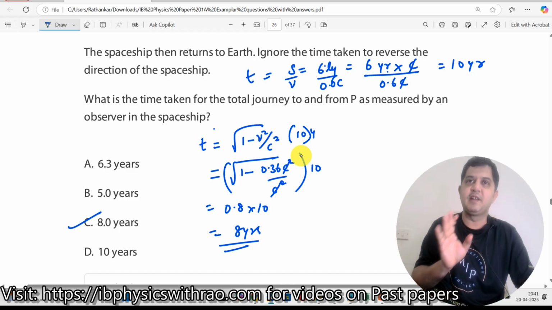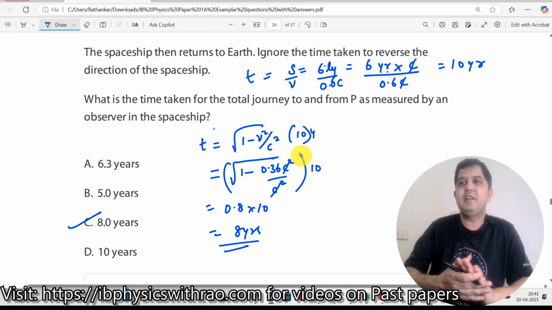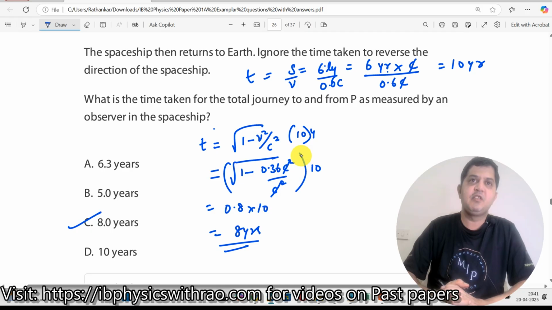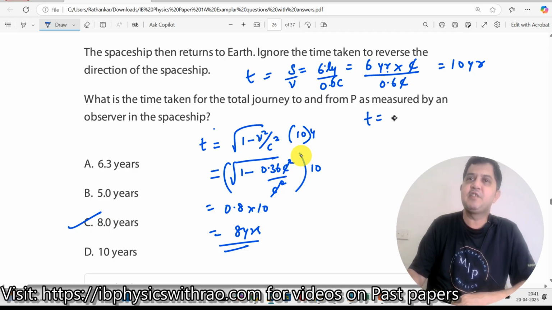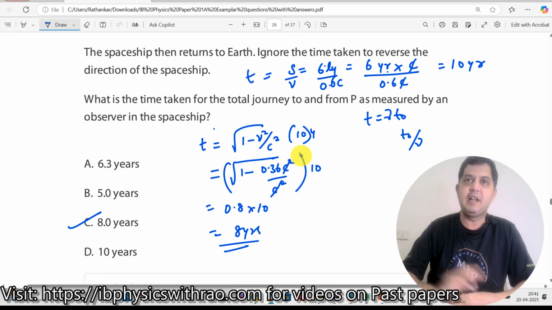Now what did I do? What is the secret here? So many times when students start working on relativity problems, they get confused by the equation, whether I should write T equal to T naught into gamma or T naught by gamma. What is T? It's always a confusion for people. But I don't do it like this.